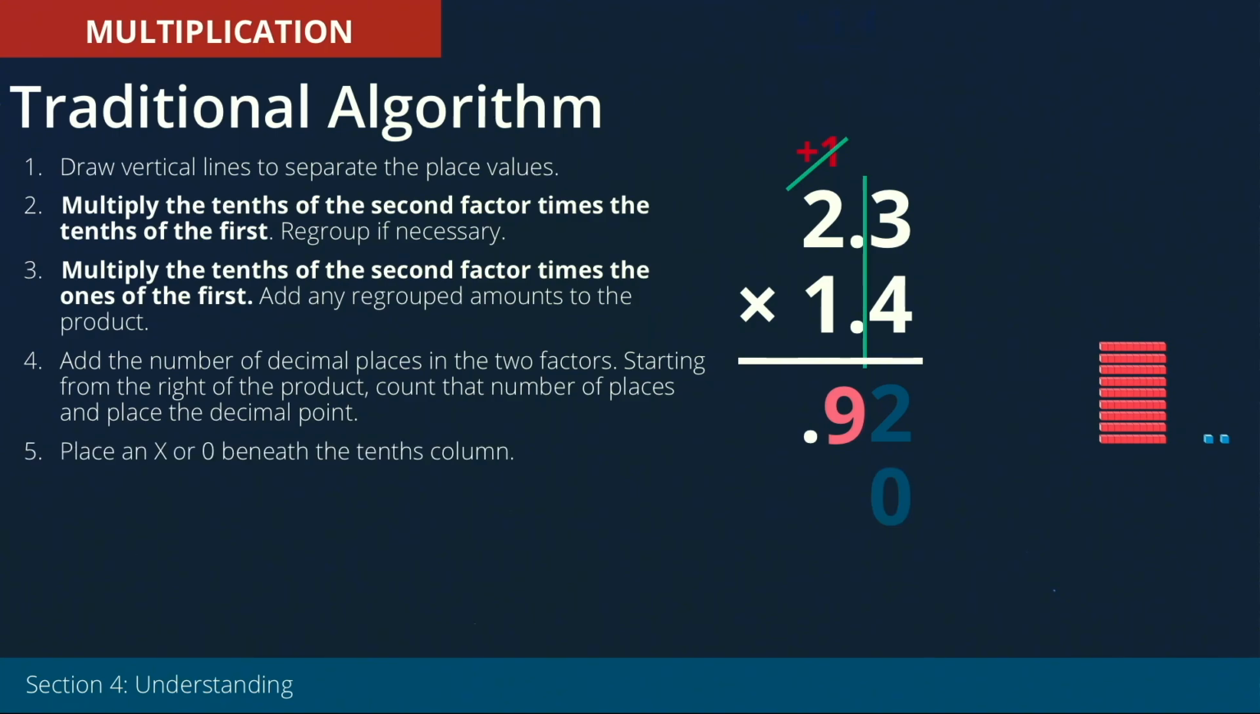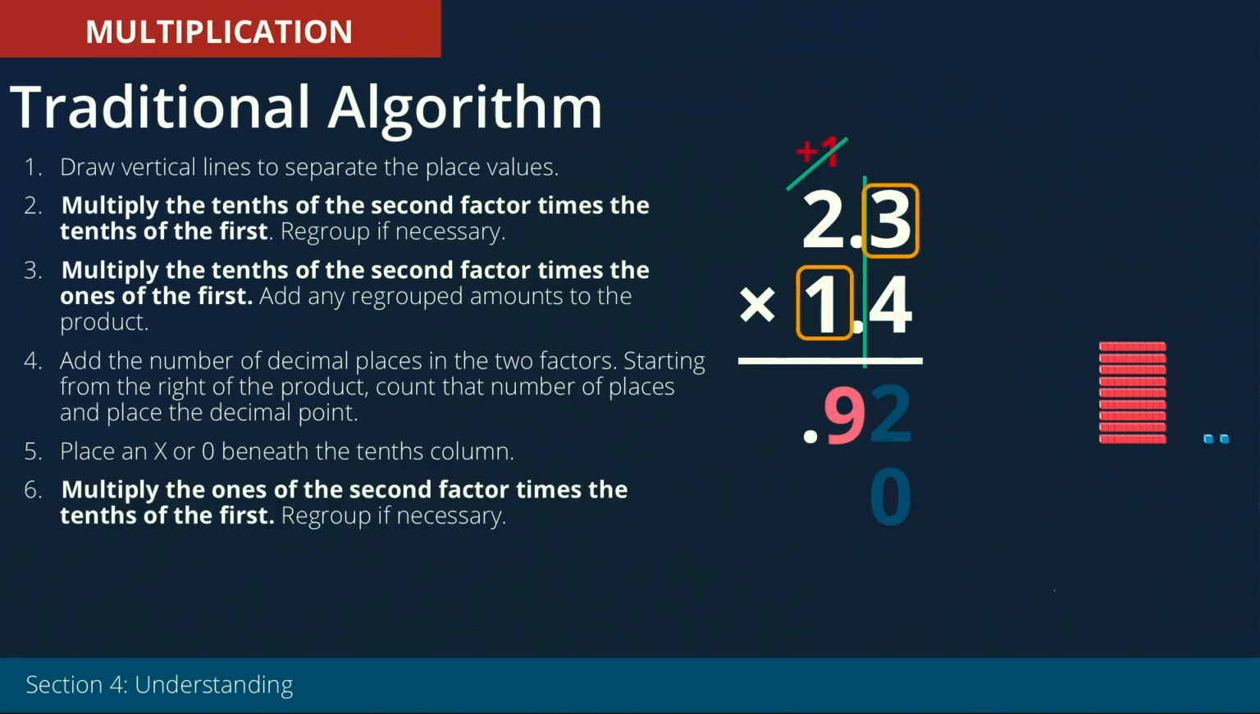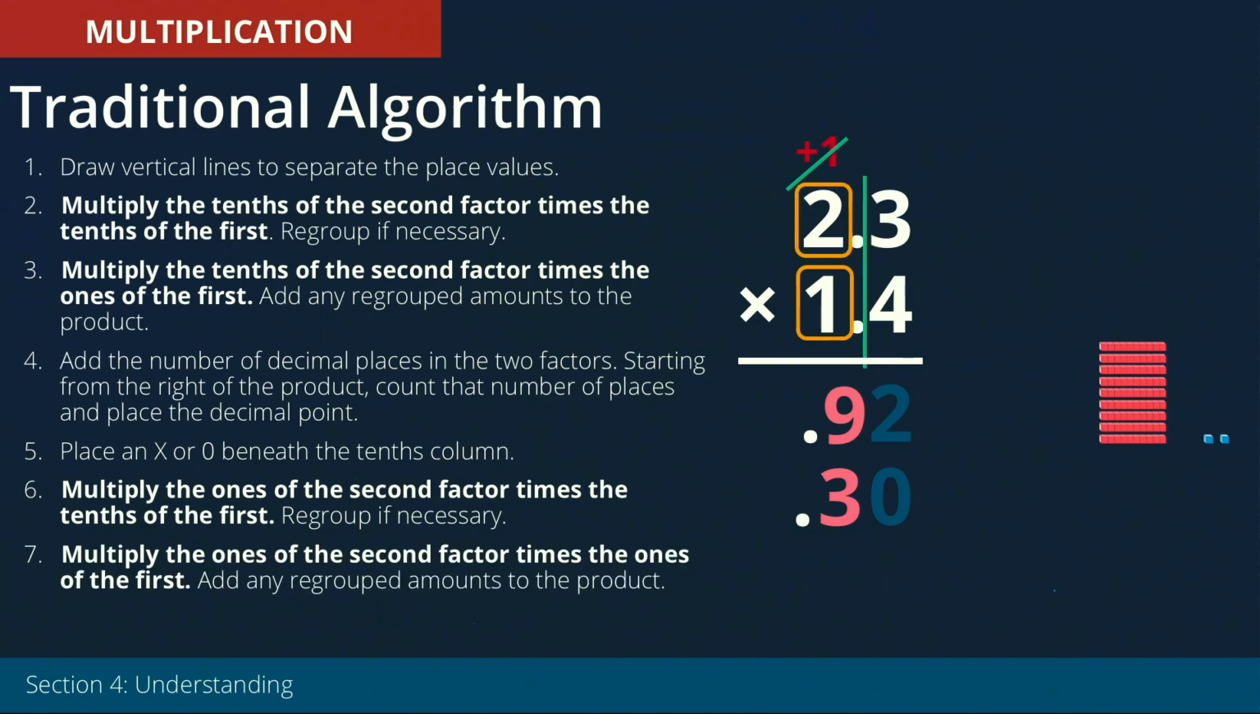Now we're going to go ahead and hold place value by placing an X or a 0 beneath the tens column there. I'm going to use a 0 in this example. And then it's time to do a little bit more multiplication. Now we're going to multiply the ones of the second factor times the tenths of the first. So that ends up with 3/10. And then I'm going to multiply the ones of the second factor times the ones of the first. So 1 times 2 is 2. So I'll go ahead and write that right there.